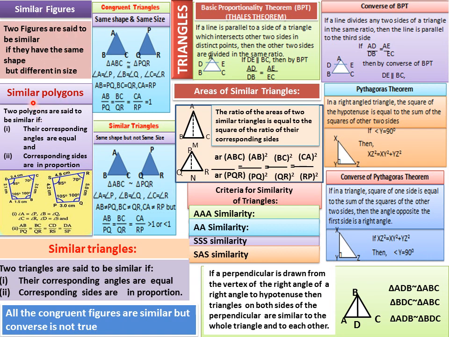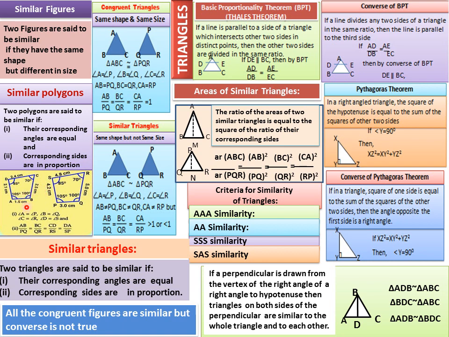Similarly, similar polygons: here also, if the corresponding angles are equal and the corresponding sides are in proportion, then they are called similar polygons. For example, there are two quadrilaterals. You can see the corresponding angles: angle A is equal to angle P, angle B is equal to angle Q, angle C is equal to angle R, and angle D is equal to angle S.